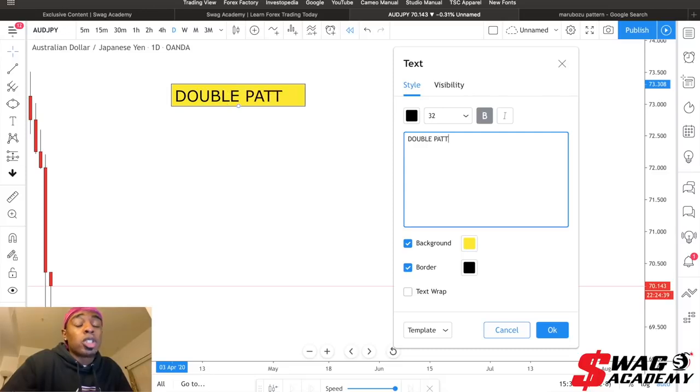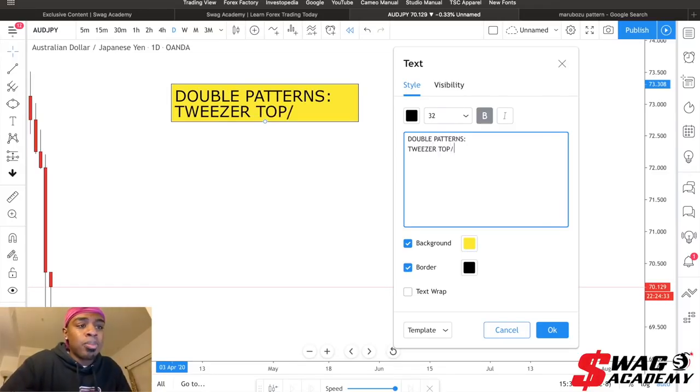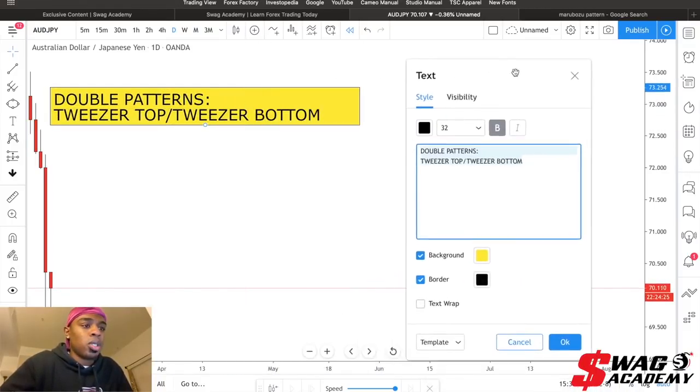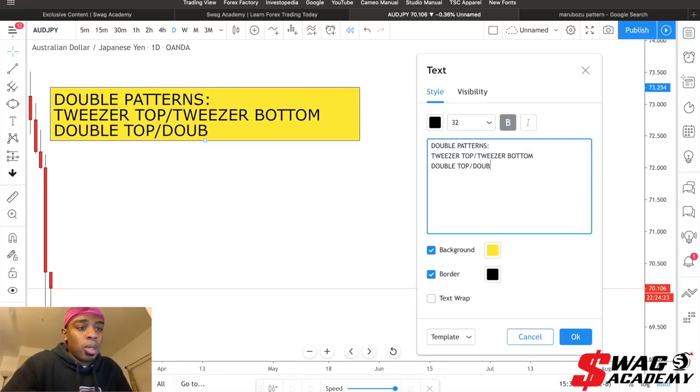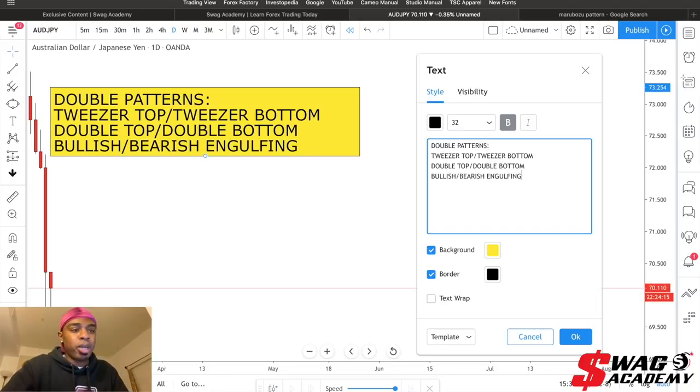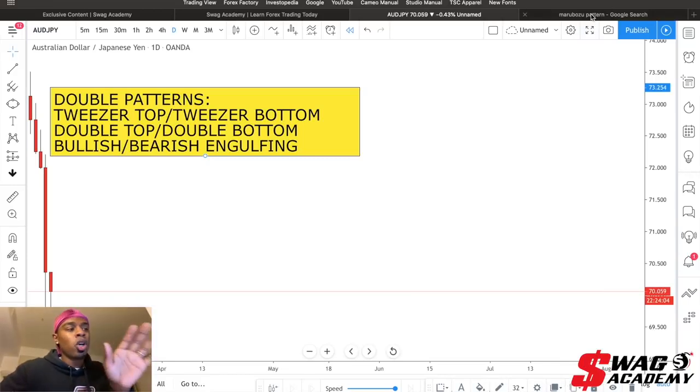For double patterns, which means two candlesticks, look up tweezer top, tweezer bottom. Let's bring this over a little bit. Look up double top, double bottom. Look up bullish engulfing and bearish engulfing. I think those are the only major ones. I may be missing one, but I'm not too sure. But bullish engulfing, double top, and tweezer top, I'll just stick with those for now. There's probably some more, but don't worry about a million of them. Focus on the ones that matter.